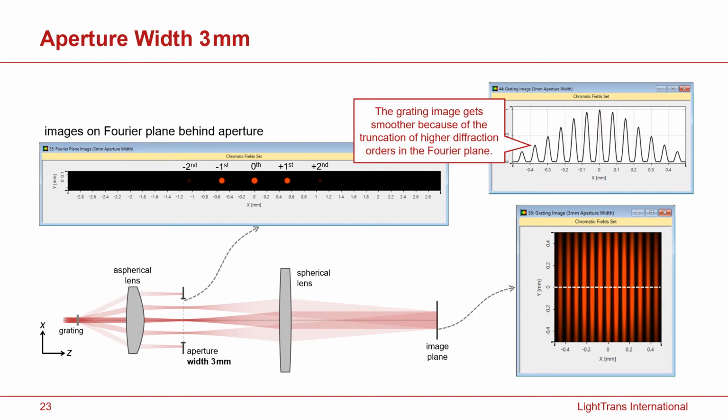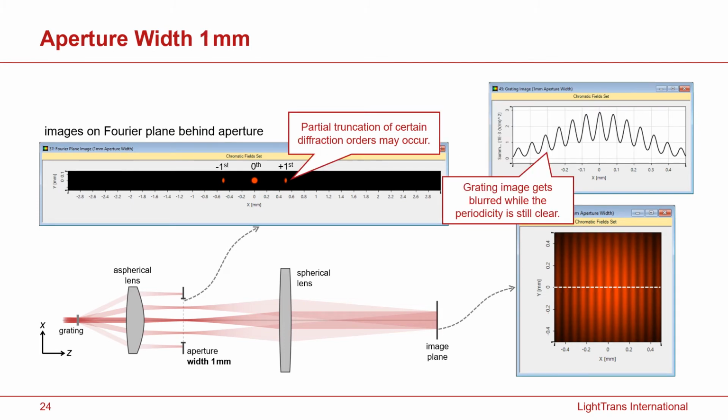Now I change the width of the aperture and make it a bit smaller. In this case, you don't have so many diffraction orders going through. You just have diffraction orders from -2nd to +2nd order. I blocked those higher diffraction orders. In this case, with the contribution of these five orders, you can still see the period of this grating at the image plane. But obviously, it's not really sharp. You see a kind of smoothed image of the grating.